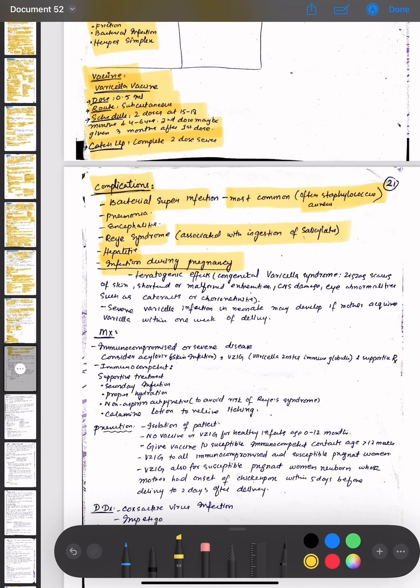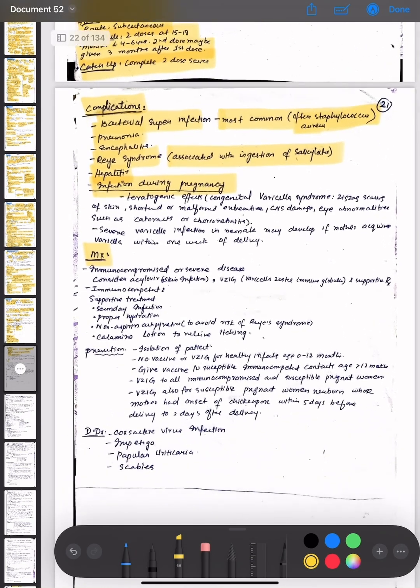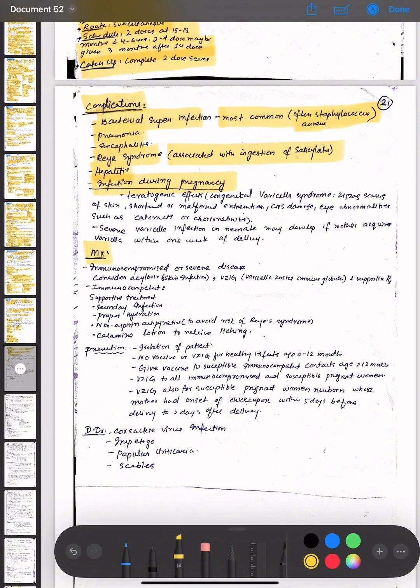Now, the management options for chickenpox: for immunocompromised patients or severe disease, consider acyclovir, treatment of skin infection, varicella zoster immunoglobulins, and supportive treatment. For immunocompetent patients, supportive treatment is given, that is for secondary infection, and proper hydration is done, non-aspirin antipyretics to avoid the risk of Reye syndrome, and calamine lotion to relieve the itching.